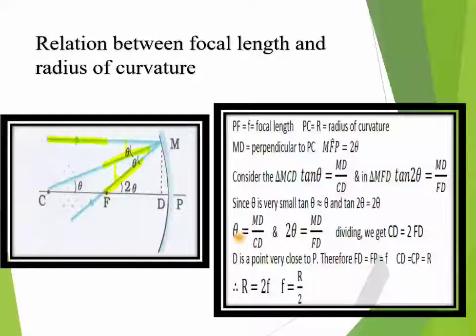So we place the value of theta and 2 theta, and dividing we get CD equal to 2 FD. That means CD equal to twice of FD. The distance between the focus and the pole is known as focal length. The distance between the center of curvature and the pole is known as radius of curvature. So we can say that radius of curvature is equal to twice the focal length, or focal length is half of the radius of curvature. So under good approximation and conditions, we can derive this relation that focal length is half of the radius of curvature.